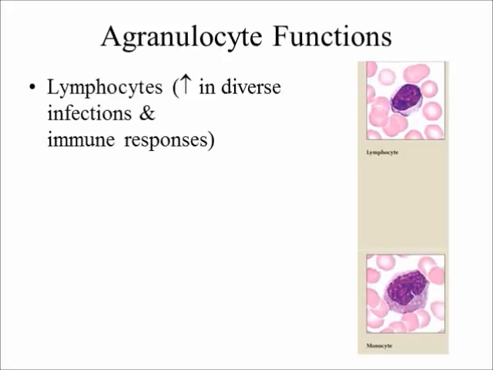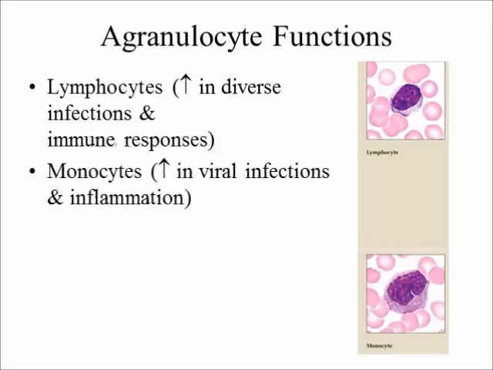One type called a monocyte. They have a large horseshoe-shaped nucleus, agranulocytes. Monocyte right here, the horseshoe-shaped nucleus. You're going to see a lot of these in case of viral infections, swelling, inflammation response.